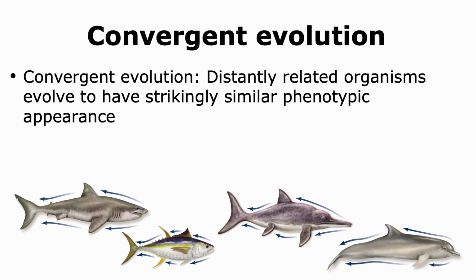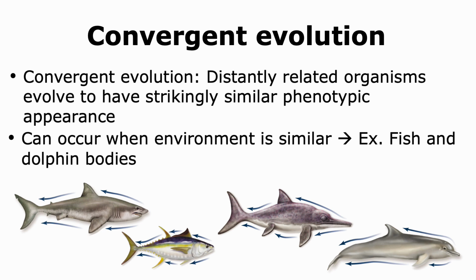Evolution is usually driven by natural selection, and this process is very evident when we look at the phenomenon of convergent evolution. In convergent evolution, distantly related organisms undergo changes or evolve to have an appearance that's very similar to one another. This usually occurs when the environment they are in is similar.